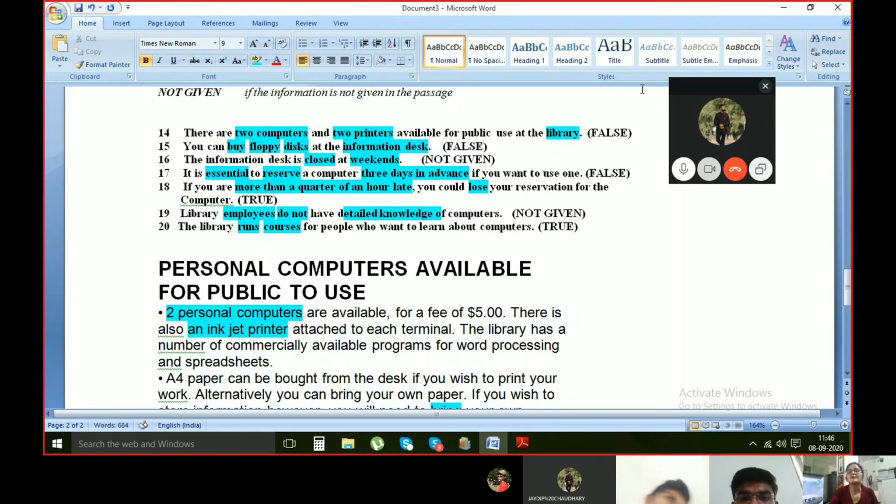Yes, beta, yes, no, not given means that the writer agrees or not. If these types of questions would have been yes, no, not given, then the answer would have been no. But it is true, false, not given. True, false, not given means only see whether the information is matching or not. Understand? So information is matching, that's why the answer is true. So guys, in this manner, we have finished our true, false, not given.